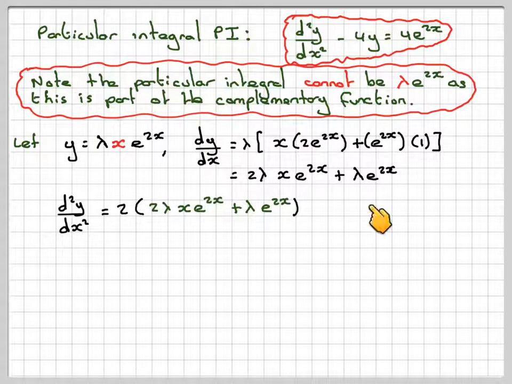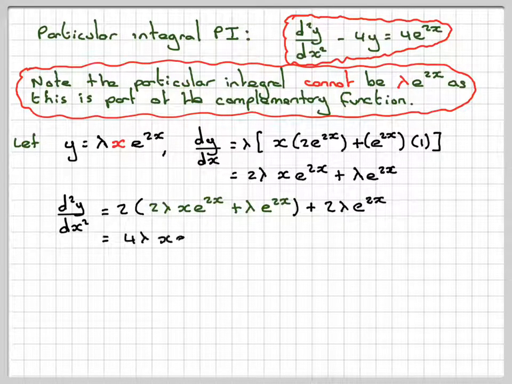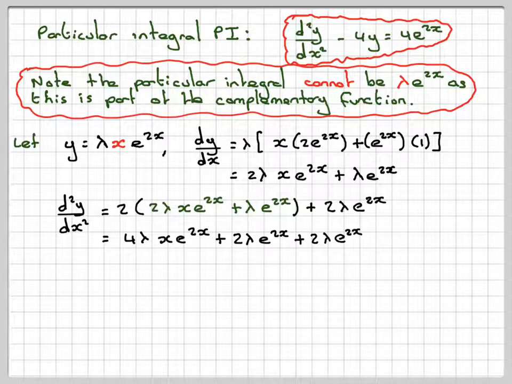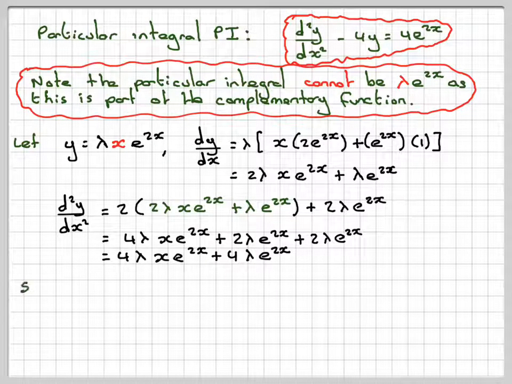using the product rule, and then we can just differentiate this straight away. We're going to get 2 lambda e to the 2x. Multiplying out the bracket, we get 4 lambda x e to the 2x plus 2 lambda e to the 2x plus 2 lambda e to the 2x. These two can be added together. So you get 4 lambda x e to the 2x plus 4 lambda e to the 2x.